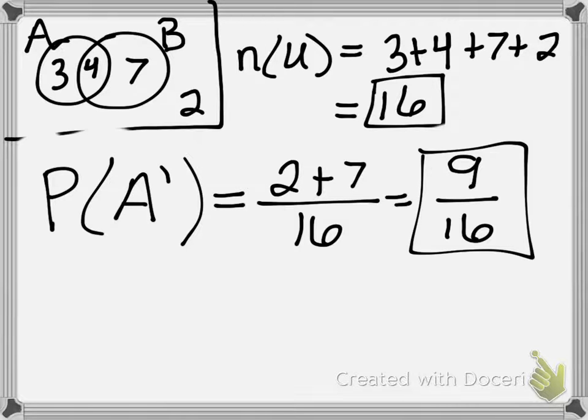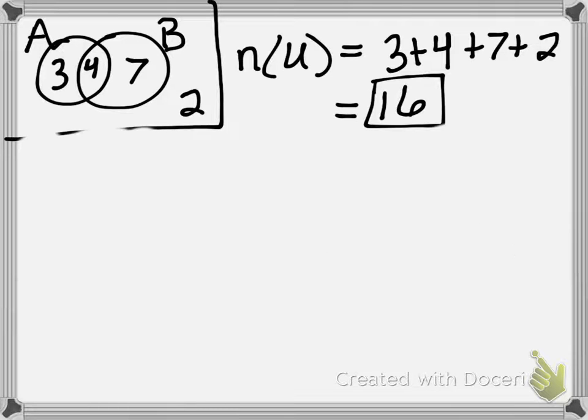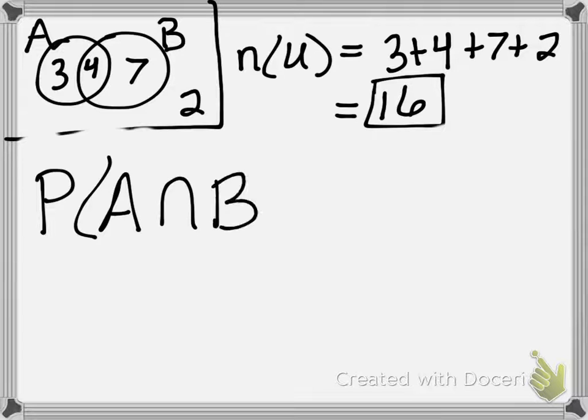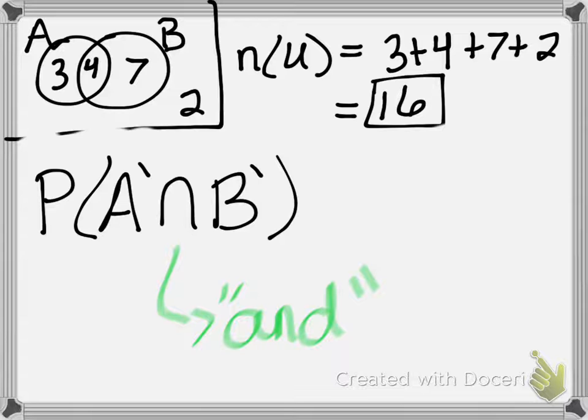Now we can go ahead and take this probability a little further. Not only can we just talk about not in a group, but we can talk about not in multiple groups. So what's the probability of A and B, and they both have a not? So what's the probability of not A and not B? If we think about this symbol here is our intersection, which means and.